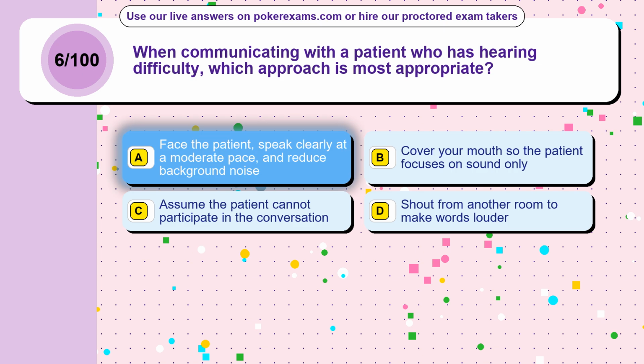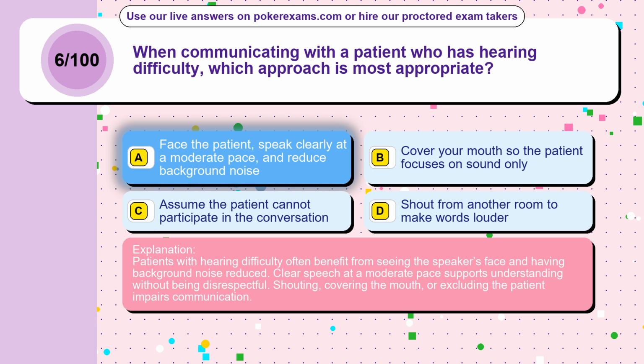The correct answer is option A. Face the patient, speak clearly at a moderate pace, and reduce background noise. Patients with hearing difficulty often benefit from seeing the speaker's face and having background noise reduced. Clear speech at a moderate pace supports understanding without being disrespectful.